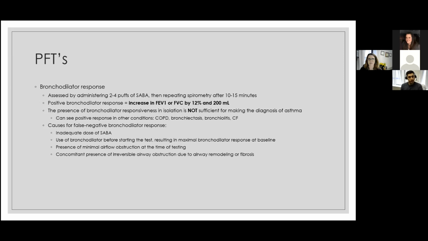Sometimes you may have a false negative bronchodilator response, and you need to be aware of the potential causes of that. Sometimes an inadequate dose of the albuterol may be given. Sometimes use of the bronchodilator before starting the test can result in a false negative because it results in a maximum bronchodilator response at baseline. The presence of minimal airflow obstruction at the time of the testing. And then sometimes there may be the additional presence of irreversible airway obstruction due to airway remodeling, fibrosis, things like that.